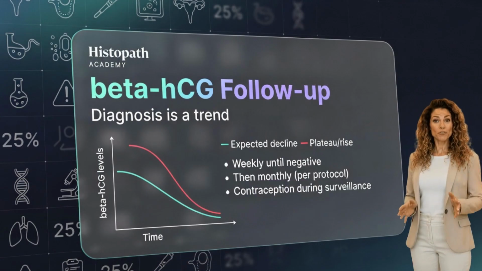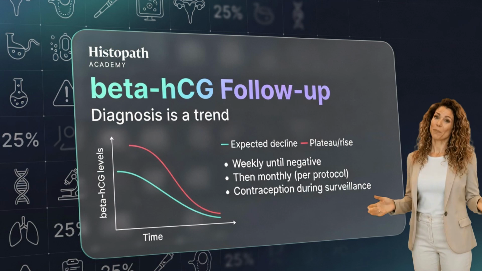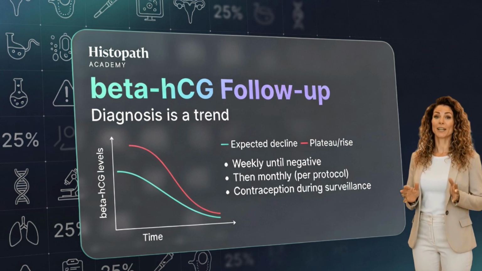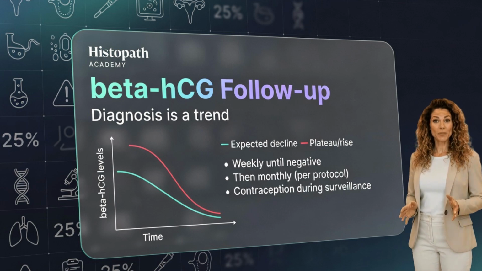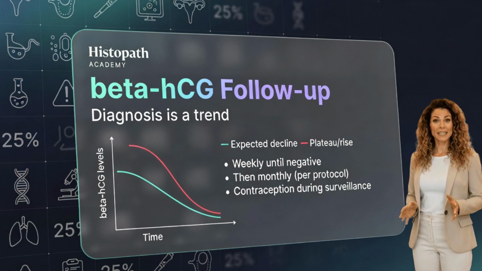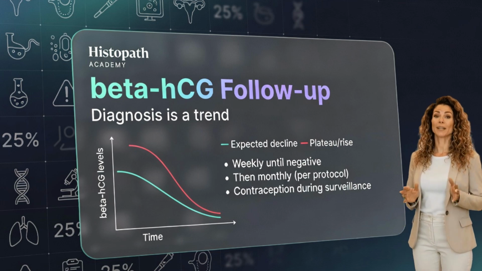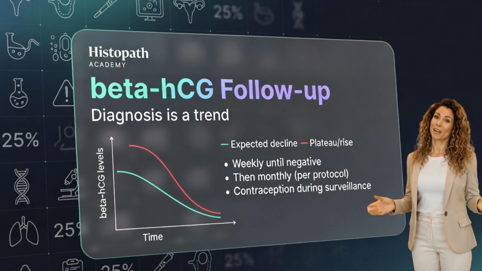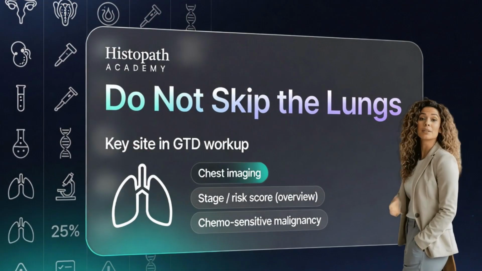Beta hCG follow-up. Follow-up is trend-based. After evacuation, beta hCG should fall to undetectable. Persistent GTD is suspected if beta hCG plateaus, rises, or remains persistently positive. This is why exams emphasize weekly until negative, then monthly per protocol, and contraception during surveillance, because a new pregnancy can confuse hCG interpretation.